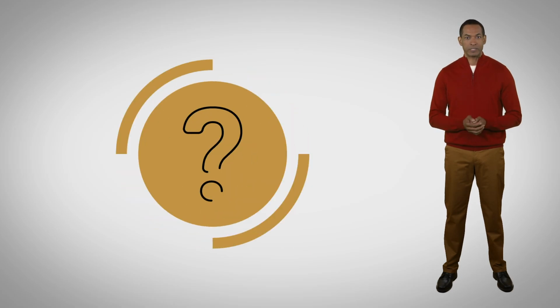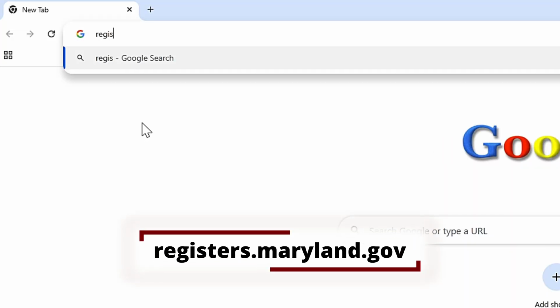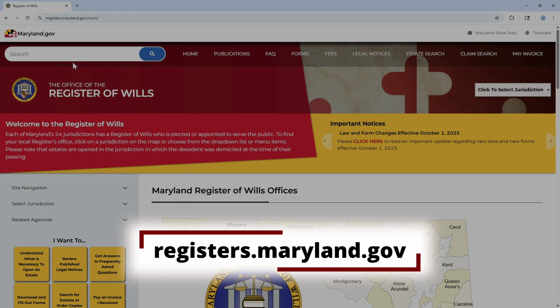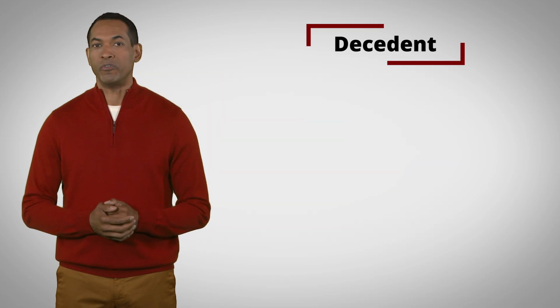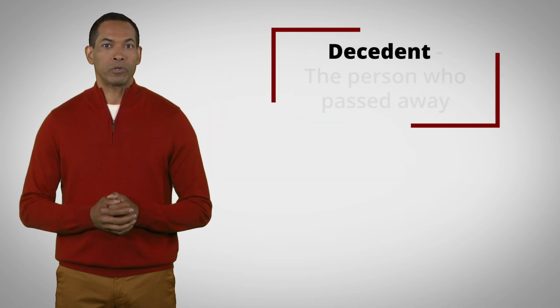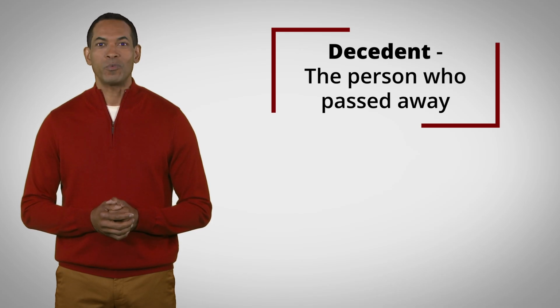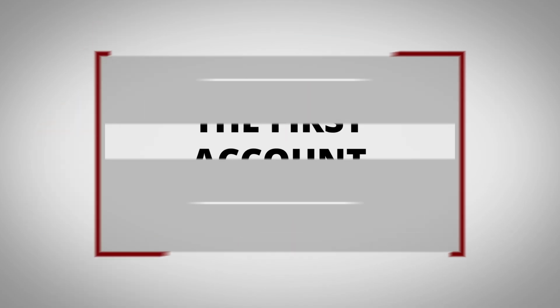If you have questions, visit the Register of Wills website at registers.maryland.gov or talk to a lawyer. A quick note before moving forward. We will refer to the person who passed away as the decedent. Let's get started with a discussion about the first account.